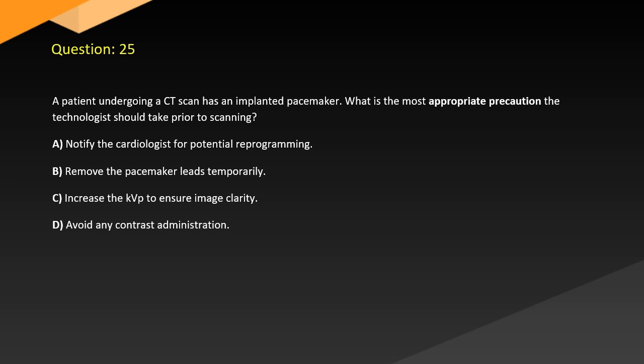Question 25. A patient undergoing a CT has an implanted pacemaker. What is the most appropriate precaution the technologist should take prior to scanning? A. Notify the cardiologist for potential reprogramming. B. Remove the pacemaker leads temporarily. C. Increase the kVp to ensure image clarity. D. Avoid any contrast administration.